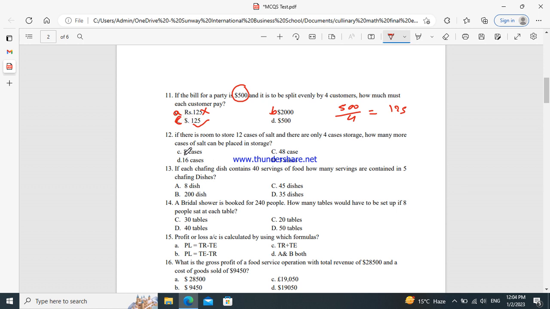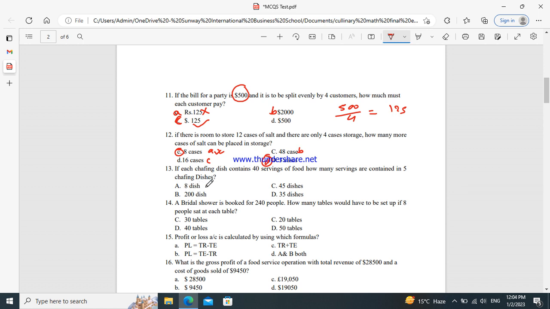And move on to question number 12. If there is room to store 12 cases of salt and there are only 4 cases in storage, how many more cases? This question is repeated from the above questions. The correct answer is this one. These options will come into your examination: A, B, C, and D. Therefore, the answer is this one.